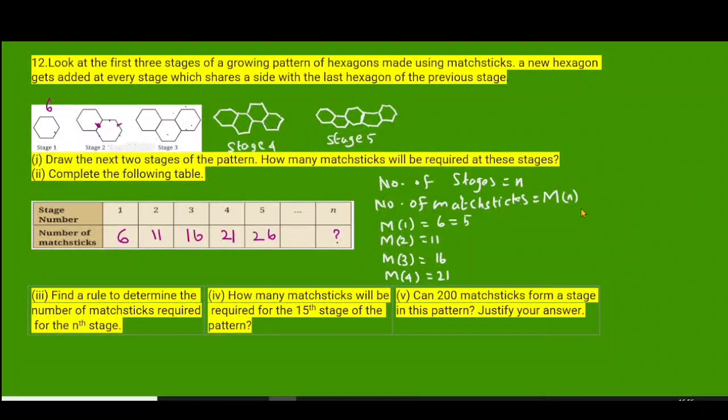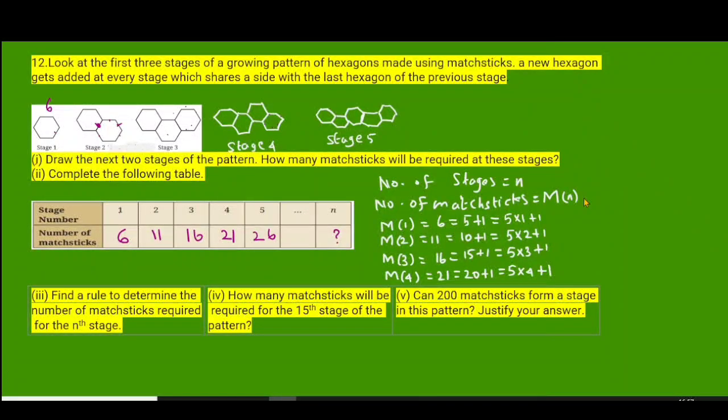This is nothing but 5 plus 1. This is 10 plus 1. This is 15 plus 1. 21 is 20 plus 1. Again, 5 plus 1 is 5 into 1 plus 1. This is 5 into 2 plus 1. 11 is 5 into 2 plus 1, and 16 is 5 into 3 plus 1, and 21 is 5 into 4 plus 1. So using this, you can find the general form.